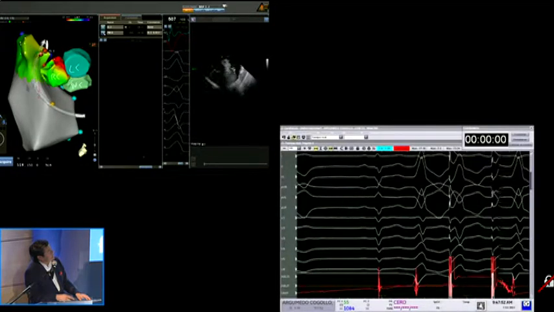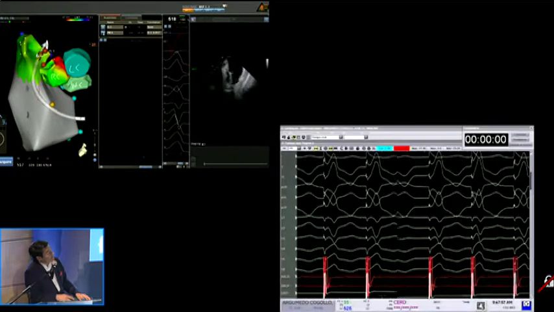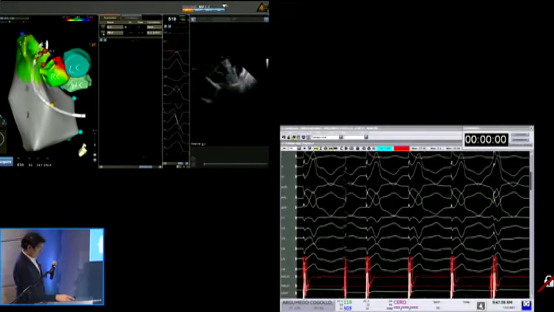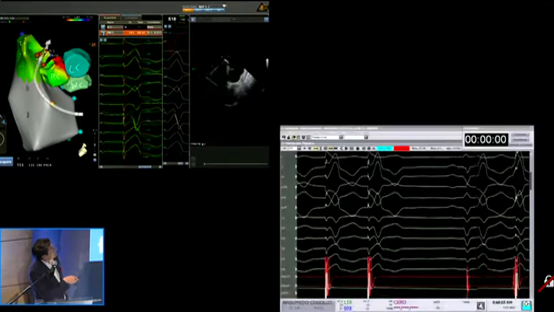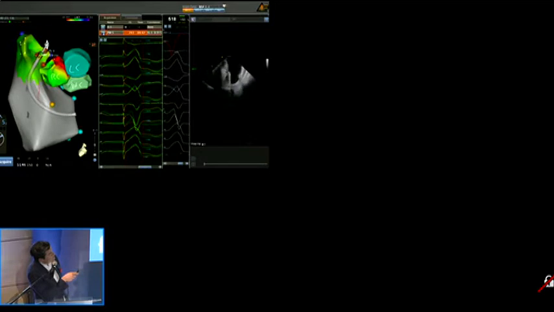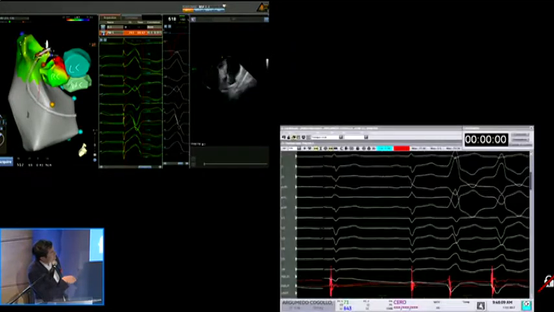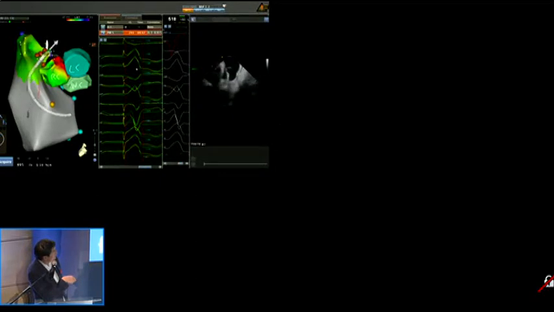Please stimulate there, pace there. There is a capture, yes. Totally. Okay, you're showing us the older pace map, not the new one. Show me the last pace map.